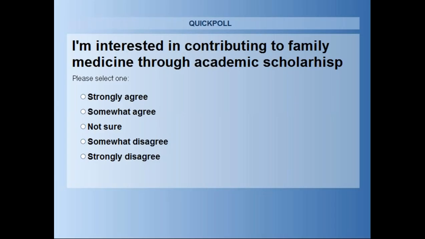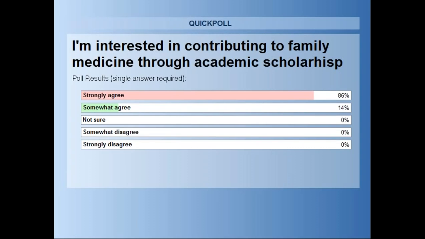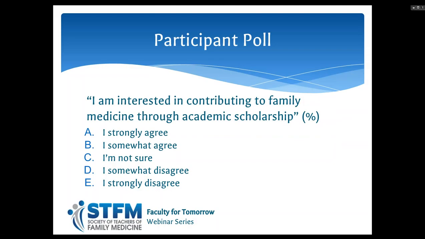So far, everyone is saying strongly agree or somewhat agree. Strongly agree is at 83%, and I'm just waiting for the last few people to put in their votes, and then I will share the results with everyone. All right, let's share these. 86% of people said they strongly agree they're interested in contributing to family medicine through academic scholarship, and 14% say somewhat agree. So everyone here is interested in academic scholarship. That's great.